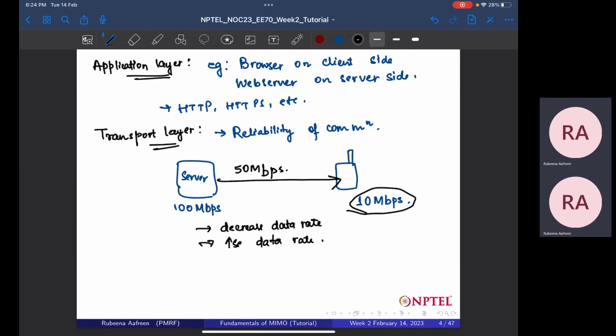This is one function. The other function is error control. So if some data is lost, the transport layer will send an automatic repeat request and get the data retransmitted.